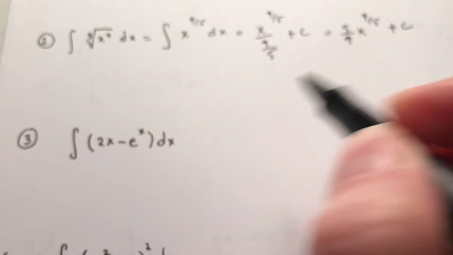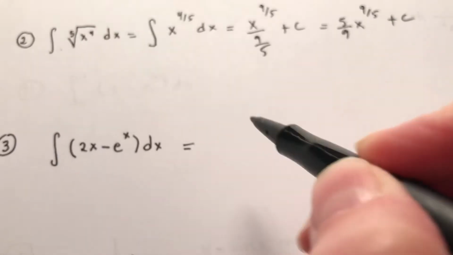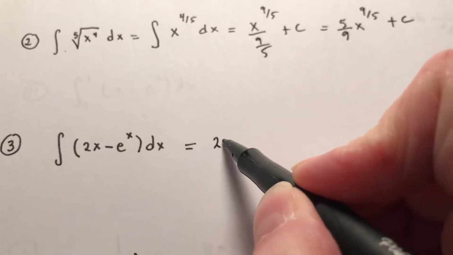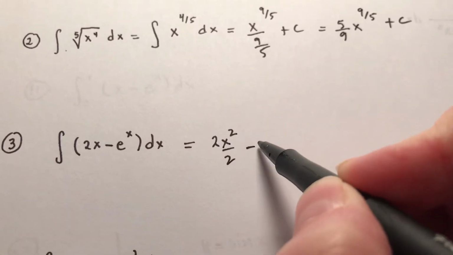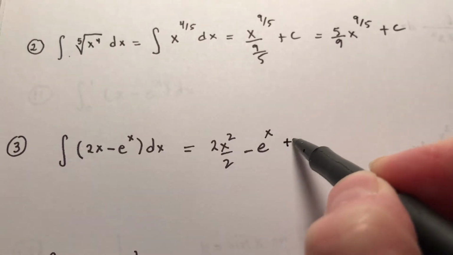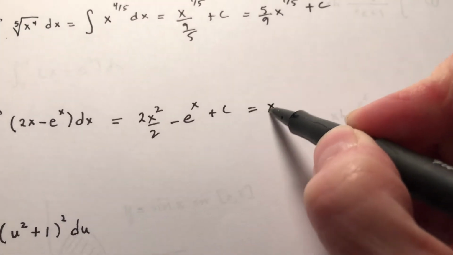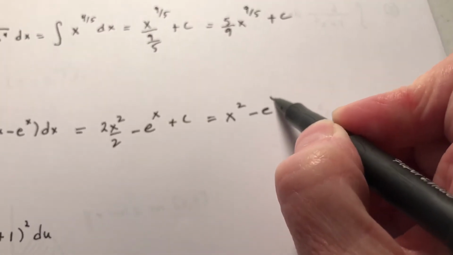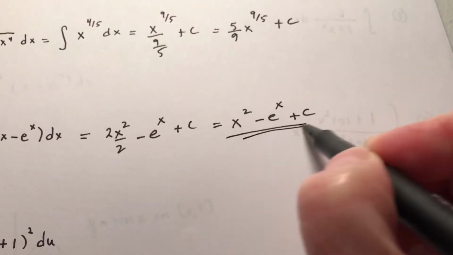This one's the integral, number 3, of 2x minus e to the x. We can just do that. 2x squared over 2 minus the integral of e to the x, which is e to the x, plus c, which gives x squared minus e to the x plus c.